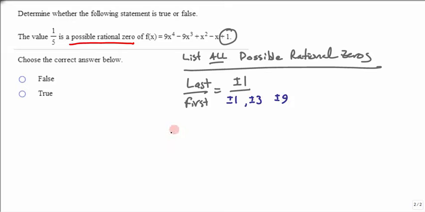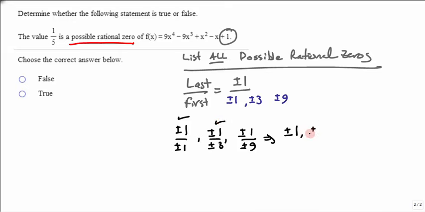So if I made my entire list, it would be plus or minus 1 over plus or minus 1, plus or minus 1 over plus or minus 3, plus or minus 1 over plus or minus 9. And again, if we had to write these out, we always reduce them. 1 divided by 1 is 1. 1/3 does not reduce, but I still have the positive and negative, and 1/9 does not reduce either. So this is the list of all possible rational zeros.